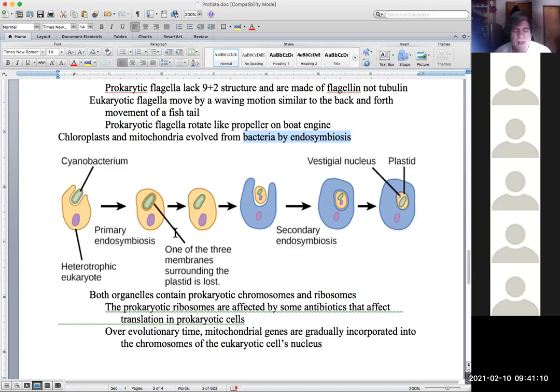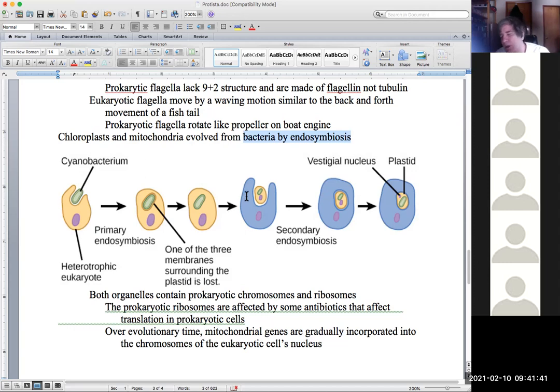Now this process where we have one cell that engulfs another cell, and then over evolutionary time, this other cell loses one of the membranes and becomes integrated into this host cell. This is called primary endosymbiosis. Endocytosis is the process that brings it in. And it's called primary because this means first.